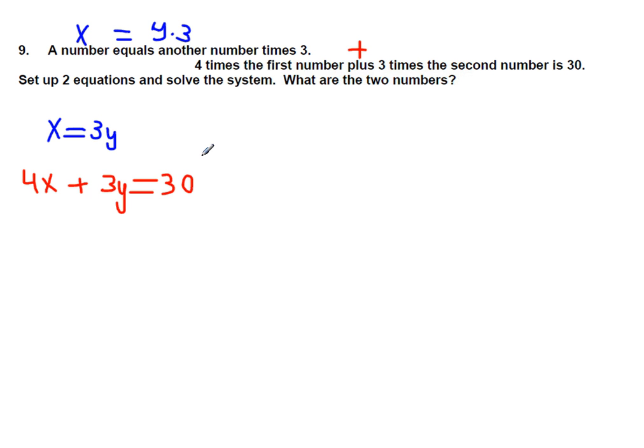And now we have to decide how we're going to solve this. You could solve it either by elimination or by substitution. Either way will work. I would suggest that substitution might be the way to go here, because you already have one of the variables by itself. And so what we can do is plug this 3y into the other equation for x. And so what I would write is 4 parentheses 3y. So instead of x, I'm substituting in 3y. And then just complete that equation, plus 3y equals 30.